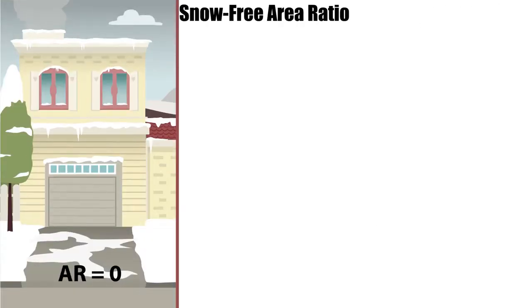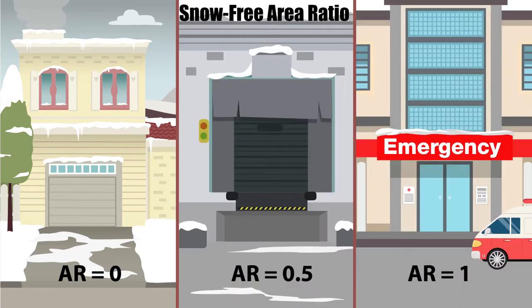Snowmelting goals. Snowmelting systems are classified by an area-free ratio of 0, 0.5, or 1. This number reflects how critical it is to clear snow as it falls. An AR of 1 would be an application where public safety is at risk, like a hospital entrance. Snow must be melted as it lands on a warm surface with no tolerance for accumulation. An AR of 0 would be a less critical application, typically residential, where snow accumulation is acceptable.